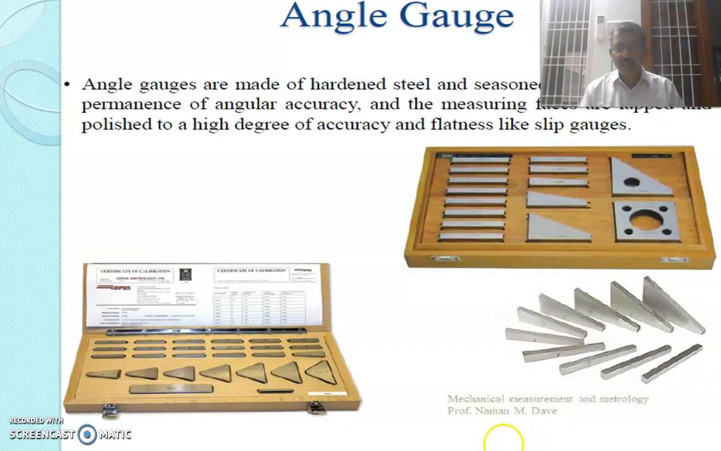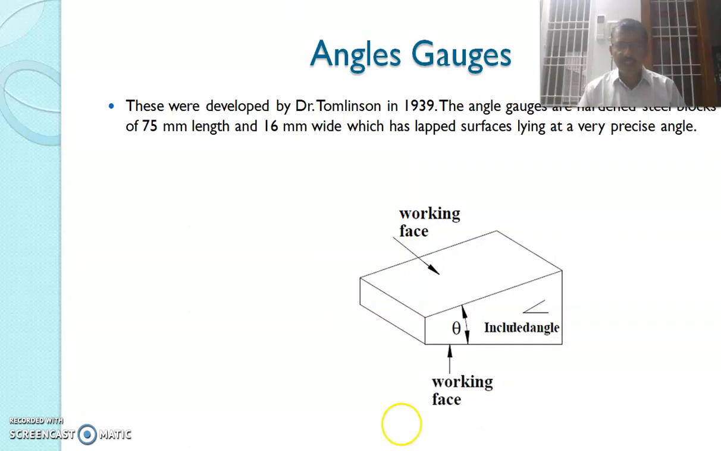Angle gauges. We have studied gauge blocks or slip gauges in the linear measurements. This is very much similar to the gauge blocks. Angle gauges, similar to slip gauges, are made of hardened steel, ground very accurately, and lapped and polished to a high degree of accuracy. Similar to slip gauges, they are wrung together to form different angles.